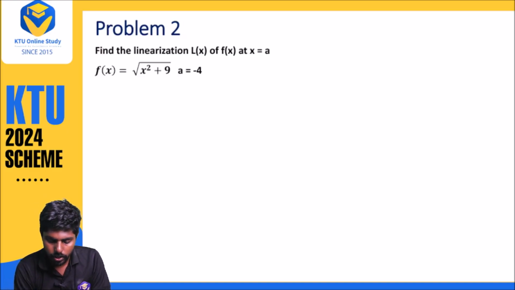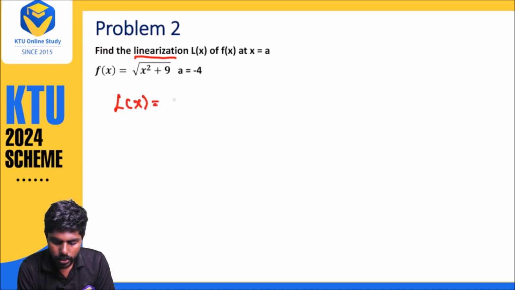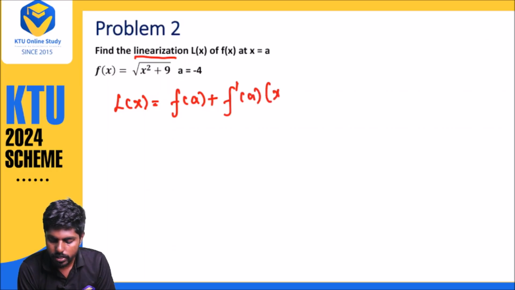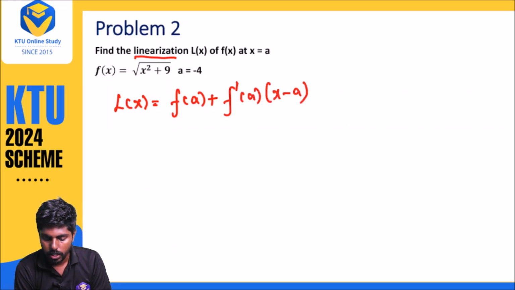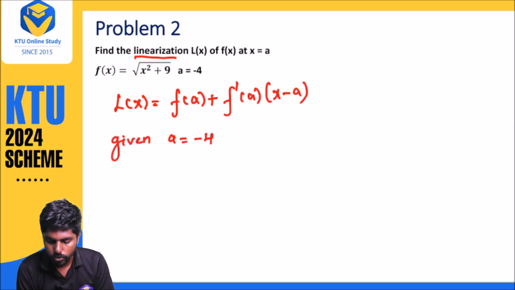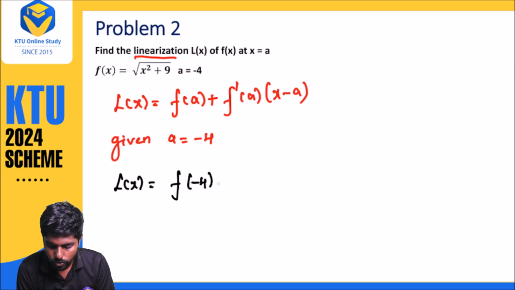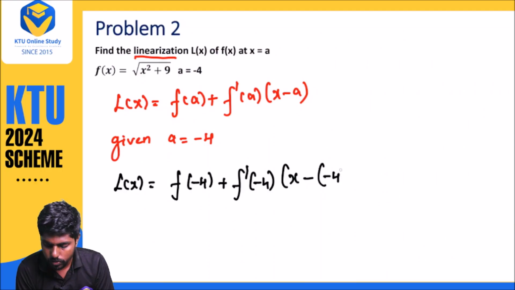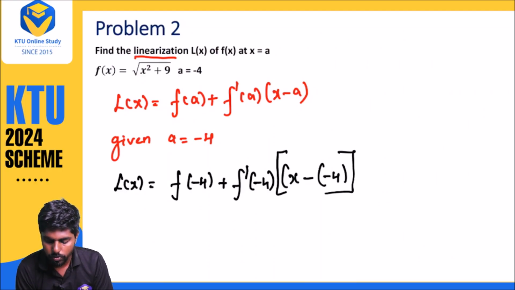What is given? They have given us: find the linearization. So what do you want to find out? L of x is equal to f of a plus f dash of a into x minus a. What is a? Given a is equal to minus 4. So we can replace in the formula: L of x is equal to f of minus 4 plus f dash of minus 4 into x minus of minus 4.